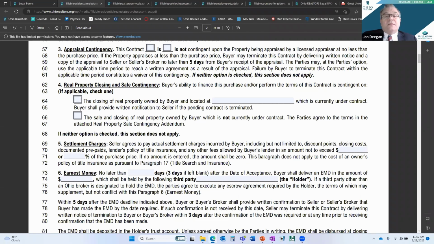So you'll note that they have 5 days. I'm going to refer to that 5 days as one of the 17 or 18 trigger dates that are in the contract, and we'll talk about that at the end when we talk about time is of the essence.